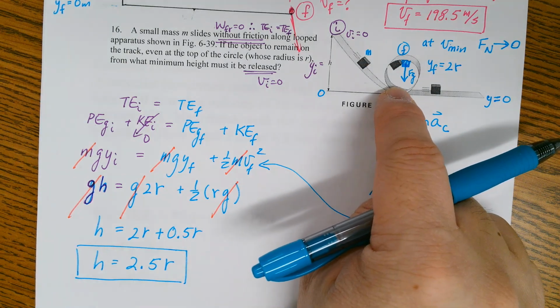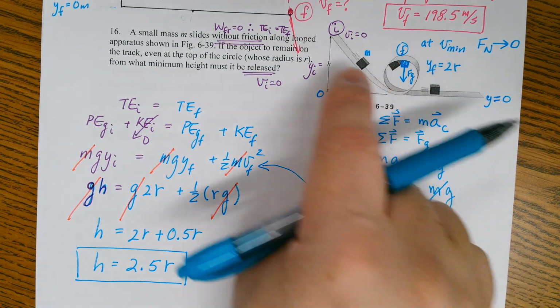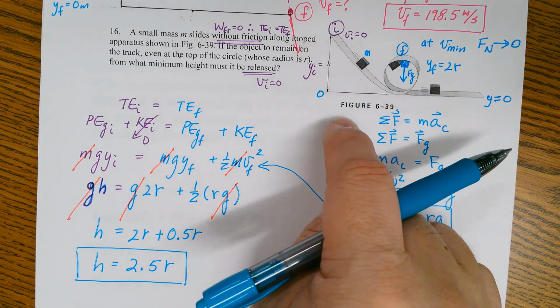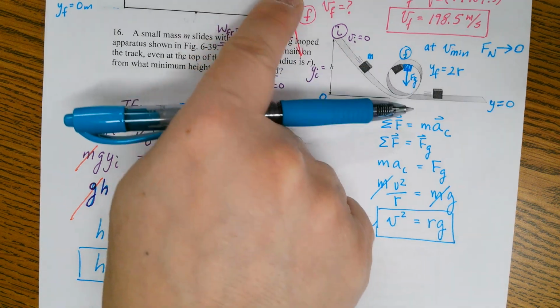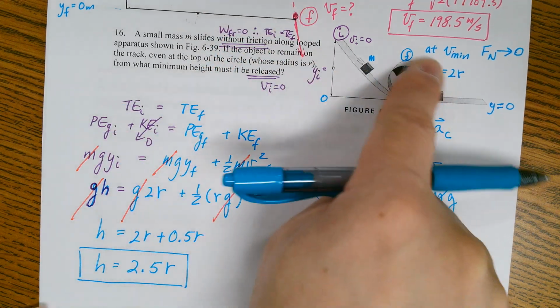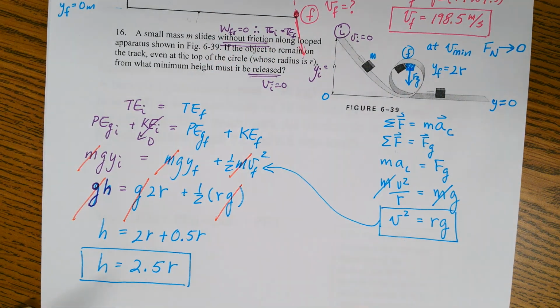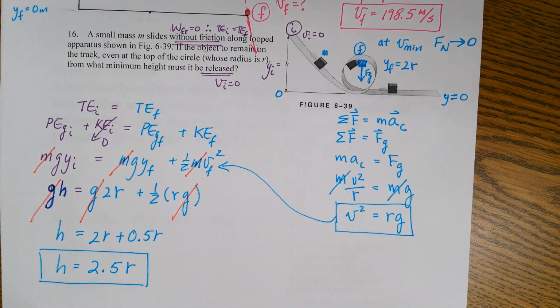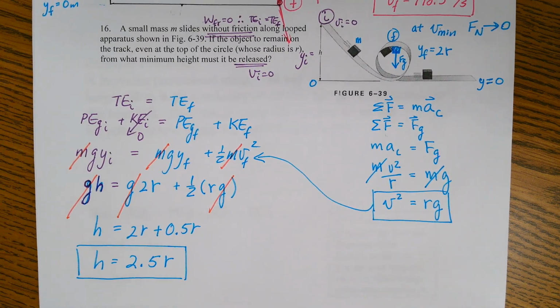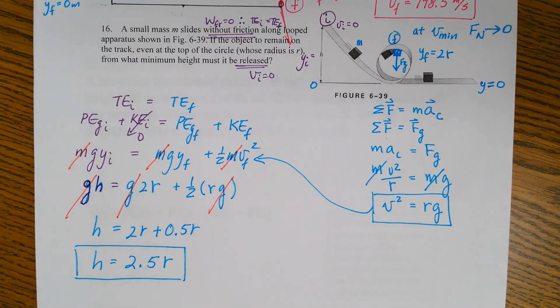So if you're going to be a roller coaster engineer, there's obviously going to be some friction. So you want to double up on everything. If you release it from 5R, it'll probably make it pretty nicely, assuming that friction is not going to be that much. Okay. All right. So I leave this up here so you guys have some chance to write it down and absorb.